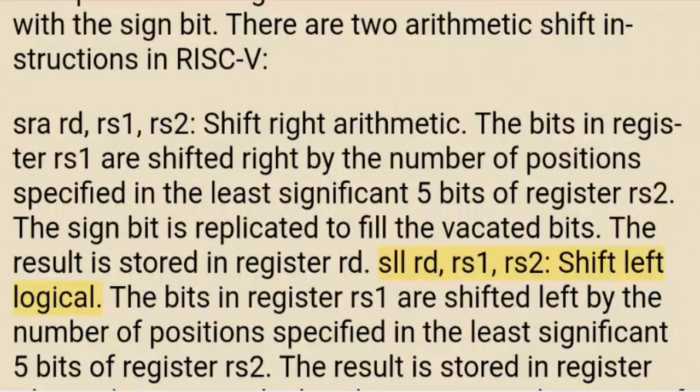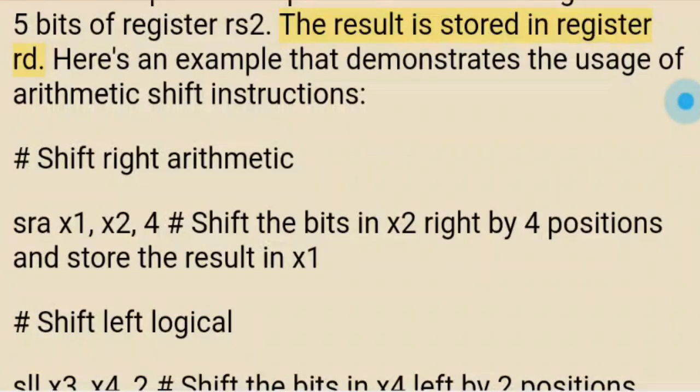SLL rd, rs1, rs2: shift left logical. The bits in register rs1 are shifted left by the number of positions specified in the least significant 5 bits of register rs2. The result is stored in register rd.